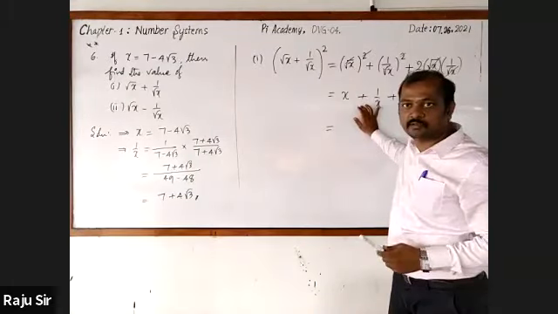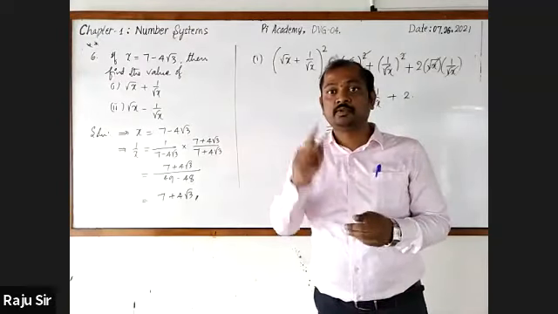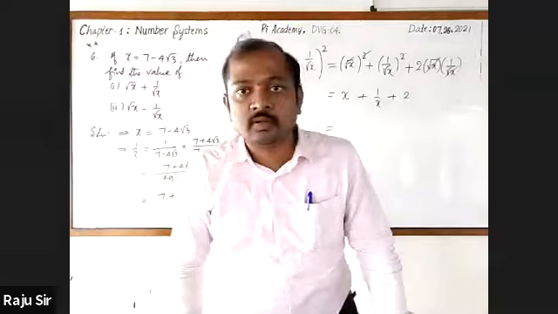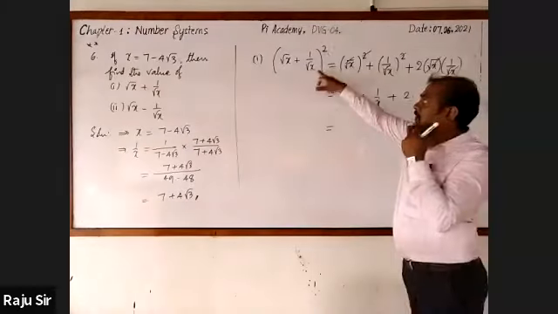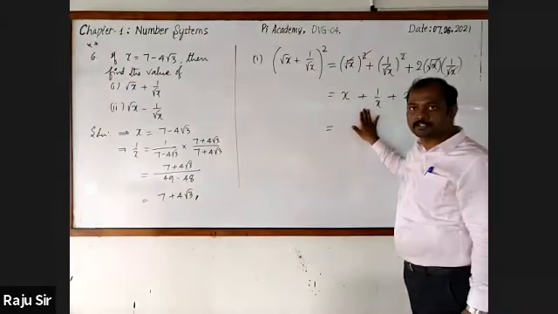Have you copied up to here? Sir, why have we taken root x plus 1 by root x whole square? Because they have given only the x value. We do not know the root x value, or the 1 by root x value. So to cancel the root, we have taken the whole square. Okay, sir. Root x plus 1 by root x whole square is of the form a plus b whole square. We have applied that. We got this.